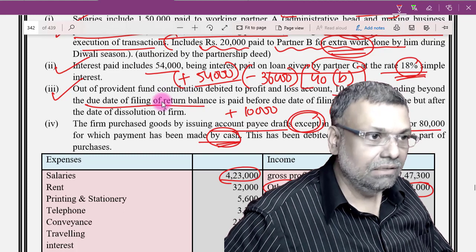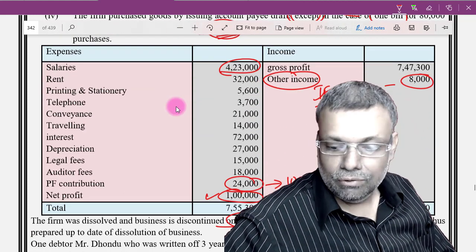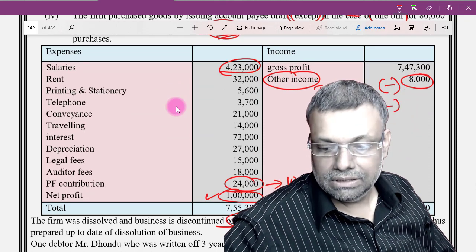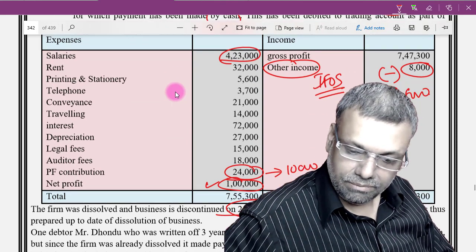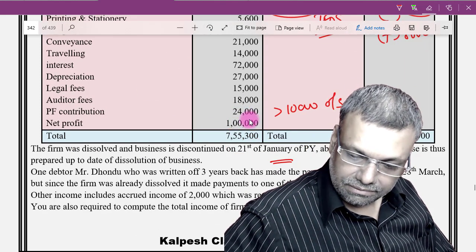Fair enough. Now, apart from that, there will be one adjustment, minus 8,000 and plus 8,000 under the head income from other sources. And all this is the computation with all these adjustments.